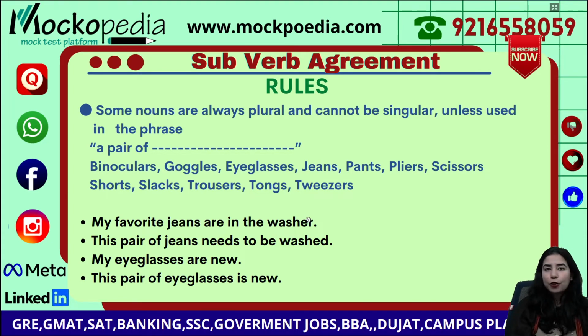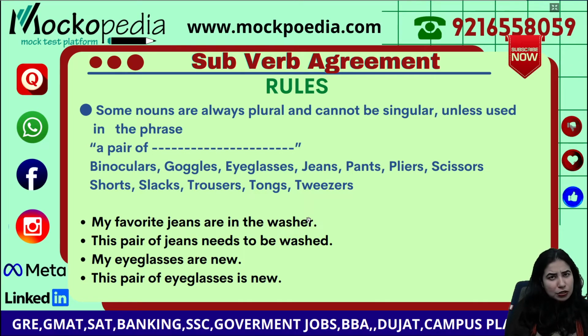Otherwise, you will say binoculars are kept on the table, goggles are kept in the drawer, eyeglasses are needed now because of poor vision, jeans are with the washer, pants are to be ironed, pliers are needed by the mason, scissors are kept in the kitchen's drawer, shorts are needed to be worn for the PT.